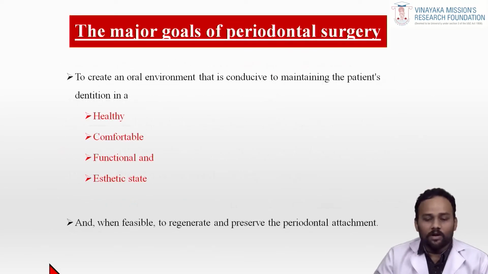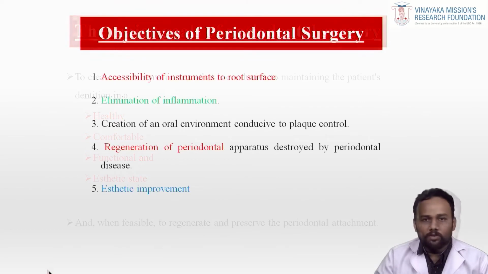The major goal of periodontal therapy is to create an oral environment that is conducive to maintaining a patient's dentition in a healthy, comfortable, aesthetic and functional state, and whenever it is feasible, to aim for regeneration and preservation of the periodontal attachment. The objectives of periodontal surgery include accessibility of the instrument to the root surface, elimination of inflammation, creation of an oral environment conducive to plaque control, regeneration of the periodontal apparatus which was destroyed by the periodontal disease, and improvement in aesthetics.